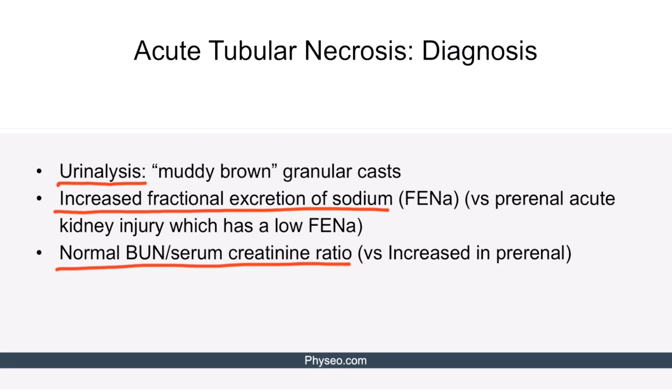Normal BUN/serum creatinine ratio is common in acute tubular necrosis as tubular damage impairs BUN reabsorption. This is in contrast to pre-renal acute kidney injury, where increased BUN reabsorption in response to hypovolemia results in an increased BUN creatinine ratio. This is how muddy brown granular casts look. The cast is composed of hyaline matrix along with large plasma proteins. Notice the muddy brown color, which is a characteristic feature of acute tubular necrosis.